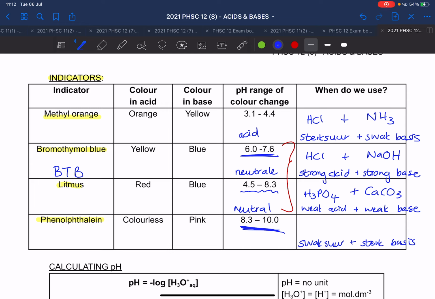Now, we should do a practical on this. Okay, so ek hoop hulle gaan ons 'n prakties doen hier oor vir punte. Hoopelik. So die een wat ons hierso gaan doen vir punte is we are going to compare a vinegar, acetic acid with sodium hydroxide, natrium hydroxide.